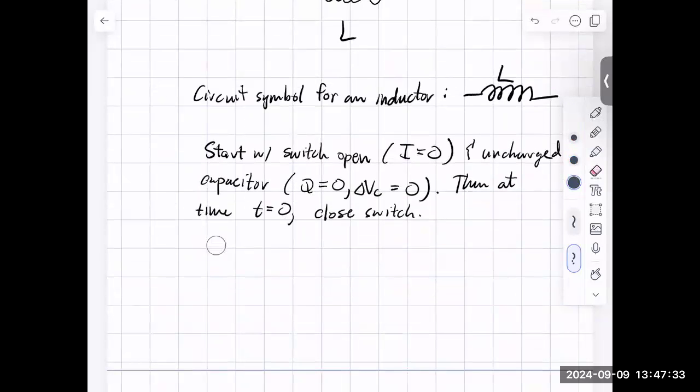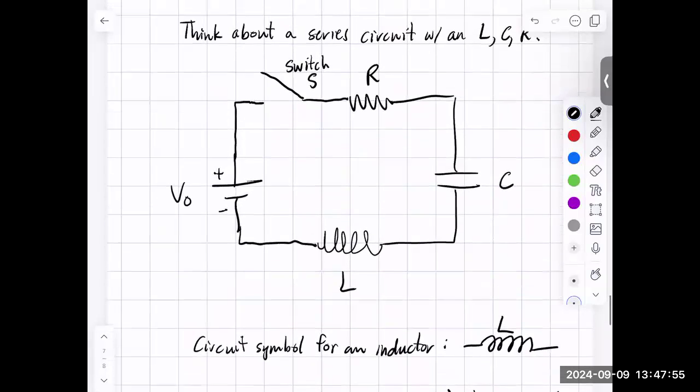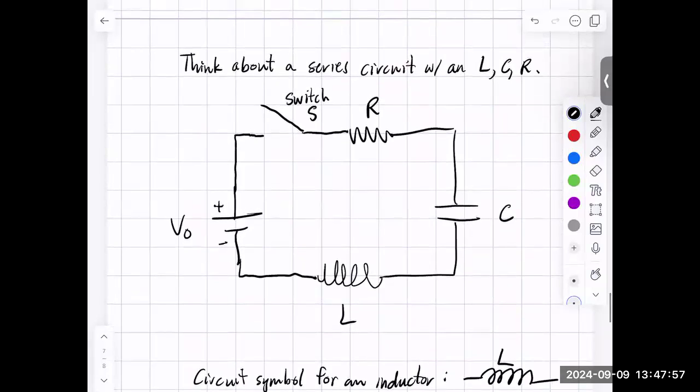Okay, so when the switch is closed, we get a non-zero current. When the switch is closed, I is not equal to 0 and Q is not equal to 0. Because if we close the switch and a current starts flowing, when the current reaches the capacitor, it'll start depositing charge on those plates. And so now we have a capacitor with some charge on it.